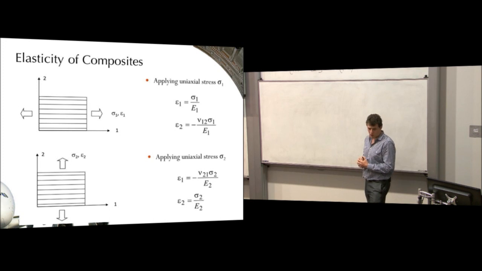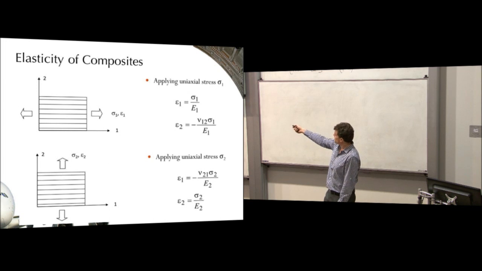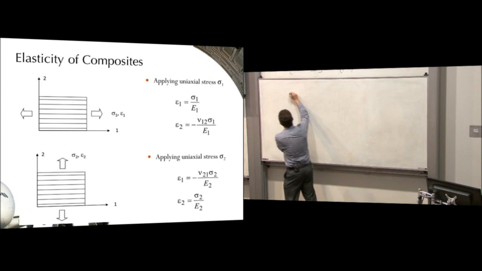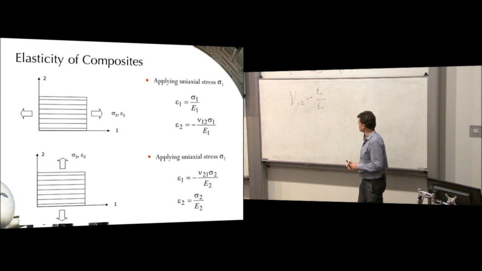So if we apply a load in the one direction, we get a strain in the one direction, but we also get a strain in the two direction. And this is where the difference between U12 and U21 becomes important. When I write U12, I mean the strain that I get in the two direction over the strain I get in the one direction.